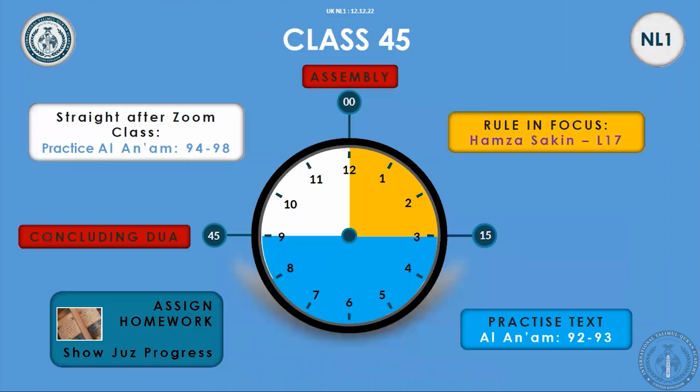All right. So let's have a look at our schedule for today. Alhamdulillah, we started on time. For the next 15 or so minutes, we're going to look at our rule in focus, which is the Hamza Sakin rule, lesson 17 from the Talimul-Qur'an book. And then at 5:15, inshallah, we will go into our breakout rooms and practice from our reading, which is Surah Al-An'am, verses 92-93. Then at 5:45, we will come back together when I will also set you your homework, and we will conclude with our closing prayer.